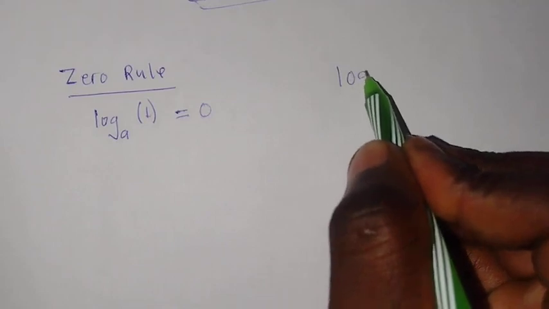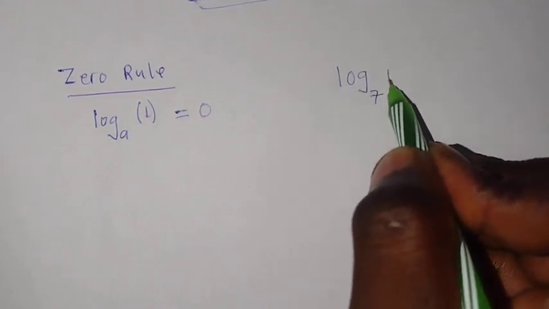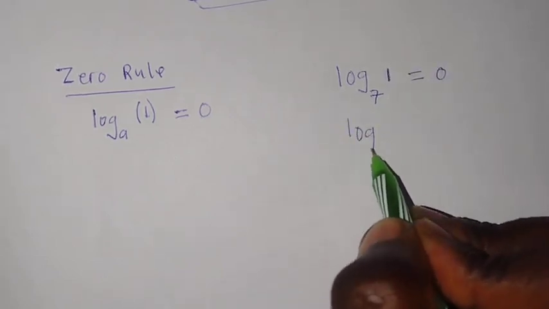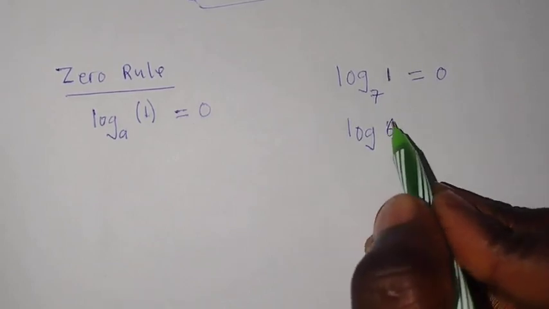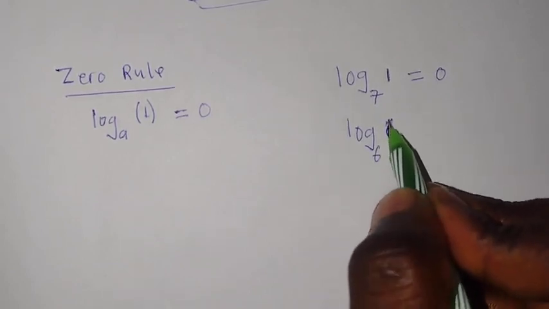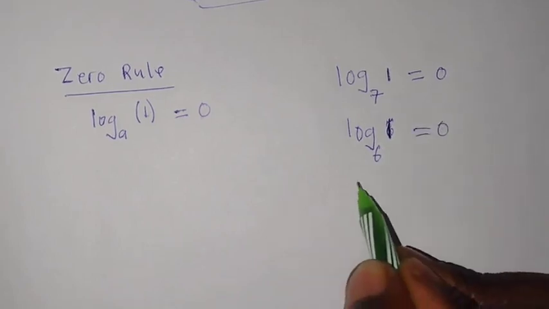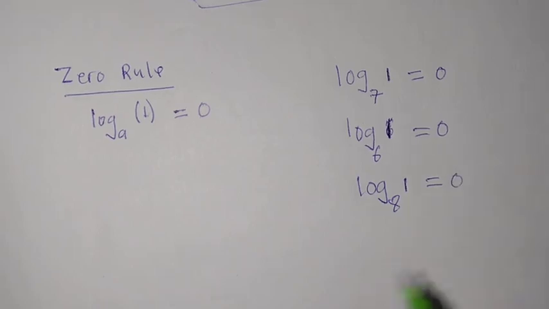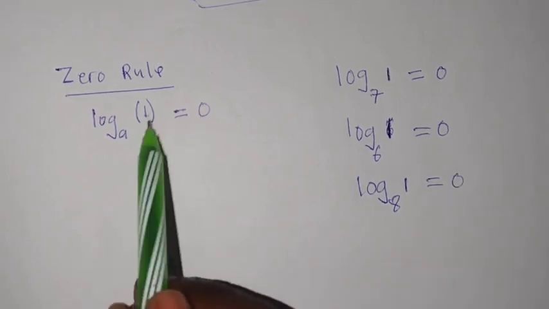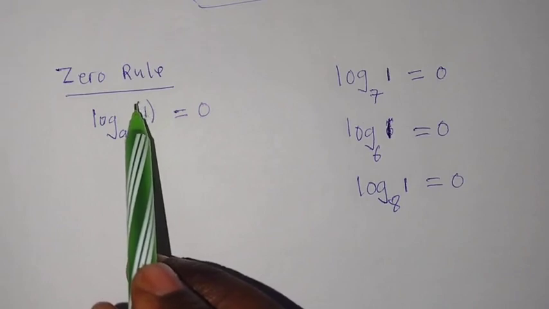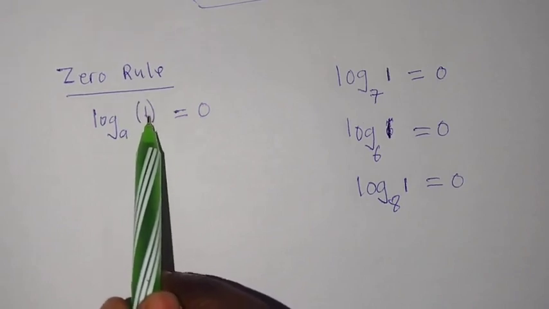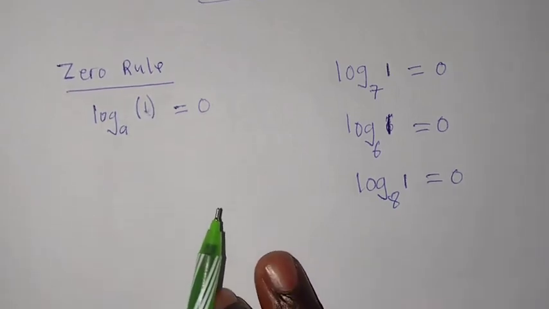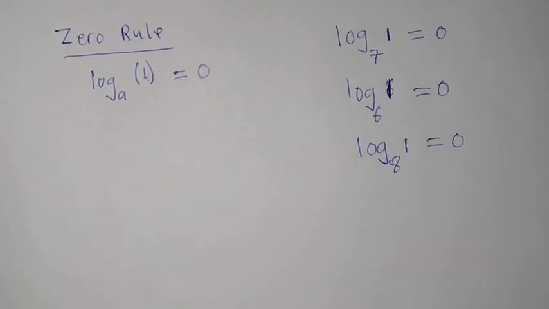So for example, if you have log 7, then there is a 1 here. This will give us a 0. Again, if you have log 6, then there is a 1 here. It always gives us a 0. Or if you have 8, then there is a 1. It will always give us a 0. So you must know this rule, the zero rule. The logarithm of 1 to any base is always a 0. So I hope this one is clear. Let us now look at another one.